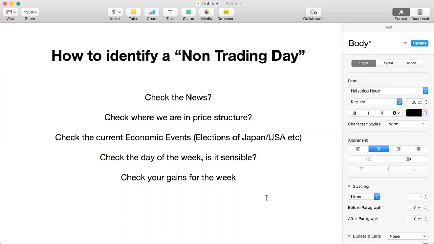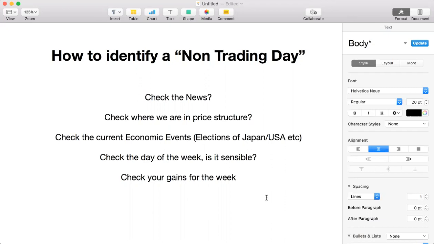This was requested from one of my students when he essentially had a couple of good days this week and then had a bad day and basically undone all of his good work in one day. So he asked me, how can I identify a non-trading day? And it's very, very simple. If you go through these 5 things, in my eyes, this is the way to identify whether you should be trading or not.